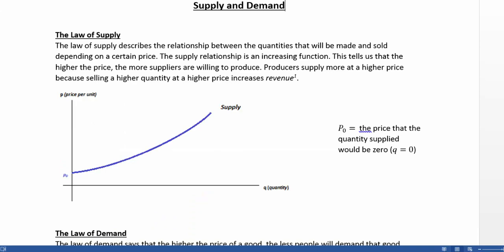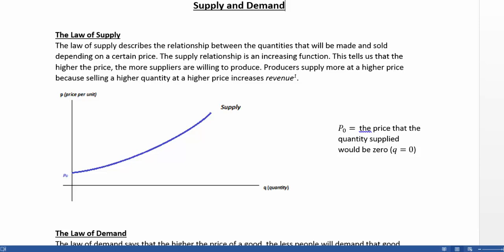So the law of supply is going to describe the relationship between the quantities that the producer will make and sell depending on a certain price. As I just talked about, this should be an increasing function because again, the higher the price they can charge, the more they are willing to produce. Therefore, when we see a supply function, we're expecting something that is increasing.